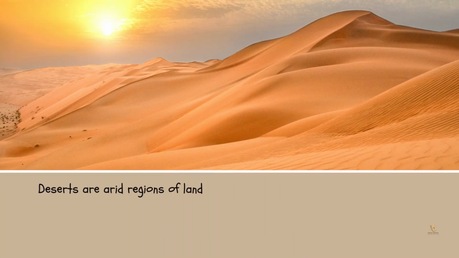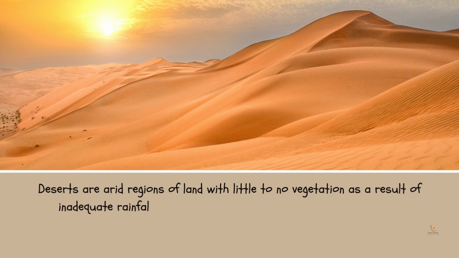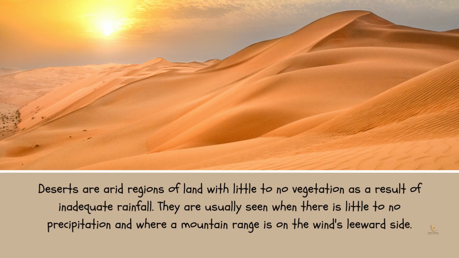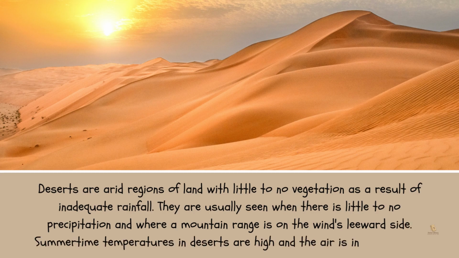Deserts are arid regions of land with little to no vegetation as a result of inadequate rainfall. They are usually seen when there is little to no precipitation and where a mountain range is on the wind's leeward side. Summertime temperatures in deserts are high and the air is incredibly dry.